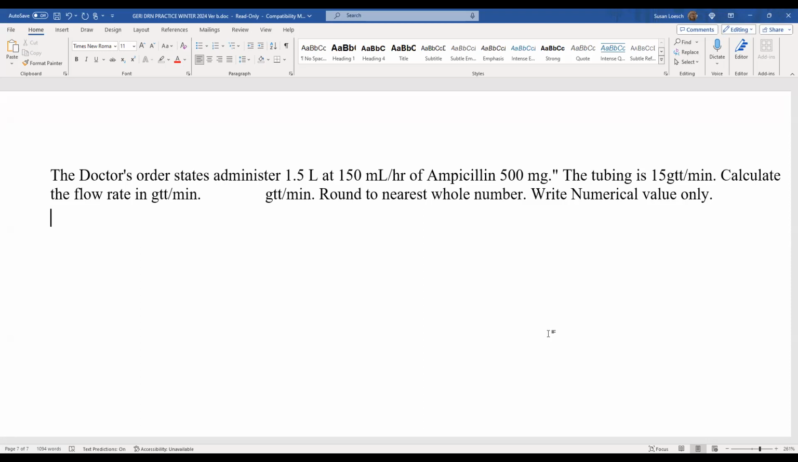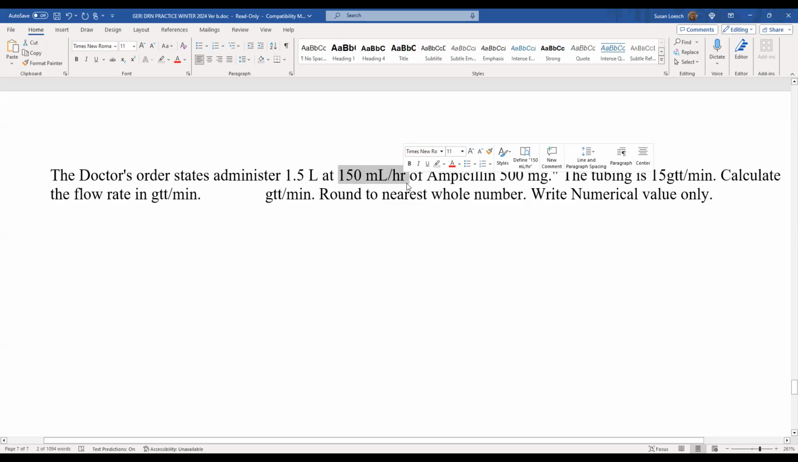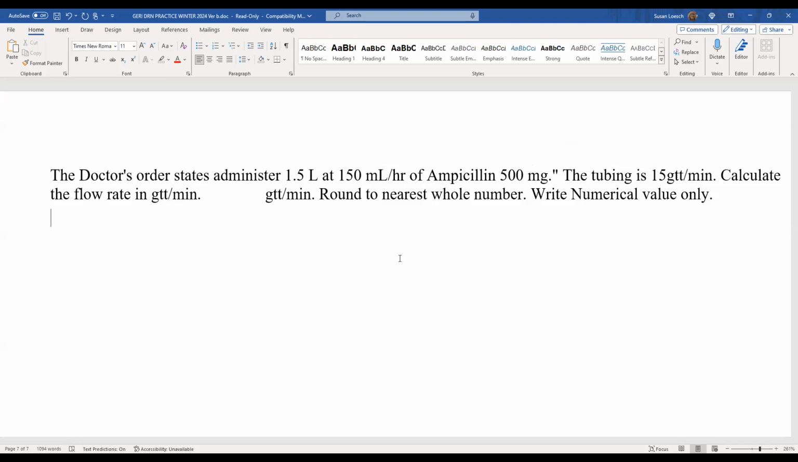All right, so there's a couple ways you could do this. They're doing it the easy way, okay? And the easy way is, in this order, it's telling you that your pump is running at 150 mLs per hour. Because you have that information, you can actually use that as your flow rate. So you can use the 150, and because it says an hour, it would be 150 over 60 minutes times your drop factor, which is 15.